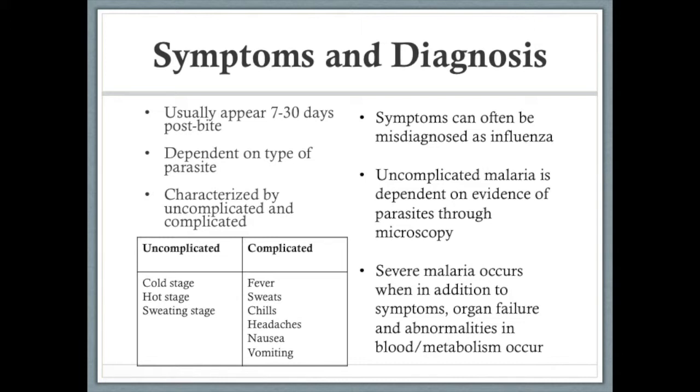Conversely, severe malaria occurs when symptoms are complicated by organ failure and abnormalities in blood or metabolism. Additionally, malaria has the potential to relapse. In Plasmodium vivax and Plasmodium ovale infections, the dormant liver stage parasites, hypnozoites, may reactivate, causing symptoms any time within months, even years, after first exposure.